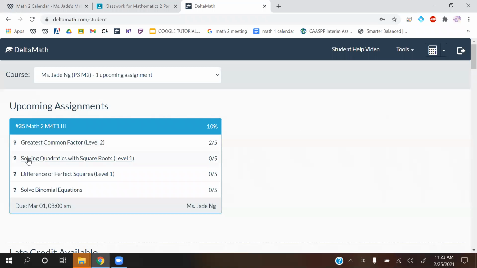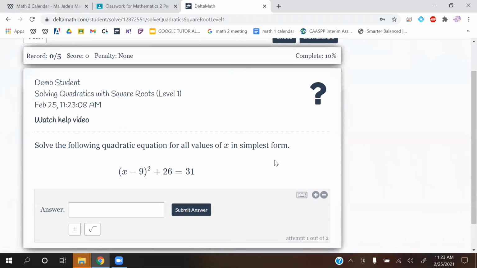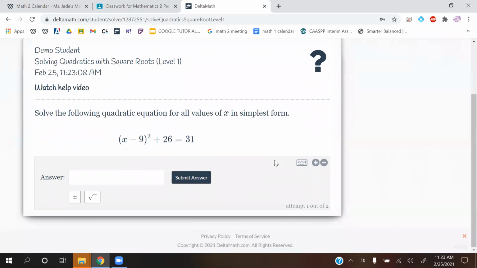Okay, so this next category is solving quadratics with square roots, level 1. We're going to solve the following quadratic equation for all values of x in simplest form.